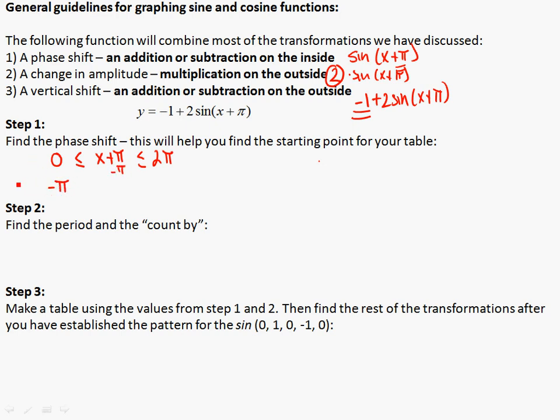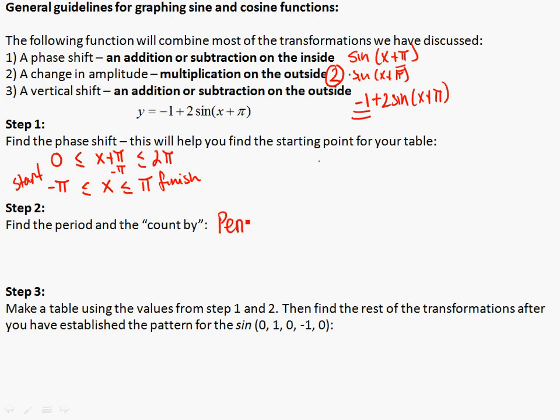So this was the start, right? Where do I start? Well, I wanted to start at 0, but that means I need to start at a negative pi. And then where do you end? Right, so that last number is your finish. So the table is going to start at a negative pi and run all the way to pi. Find the period and what you count by.